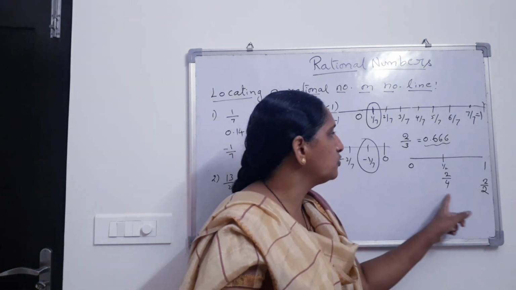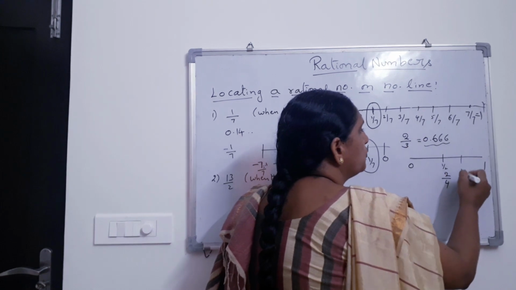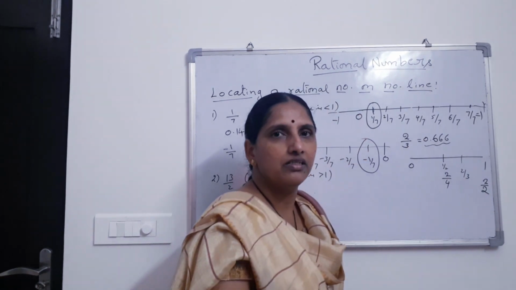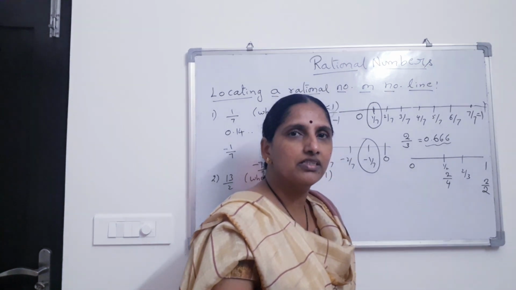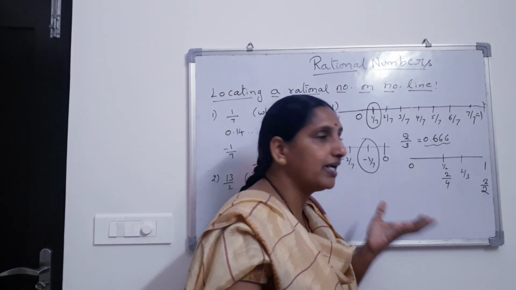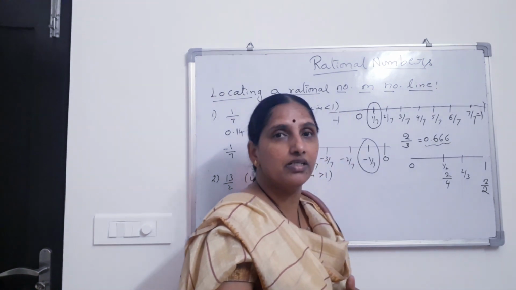Is it not? It is 2 by 2, 2 by 4. So somewhere here it lies. 2 by 3 lies somewhere here. Is it not? So 2 by 4, 2 by 3, 2 by 2. This is how it is. Then how uniformly can I divide it? How uniformly can I divide this particular line?